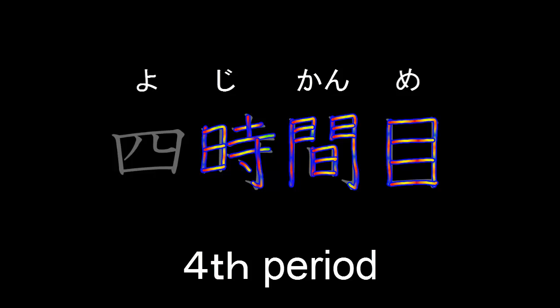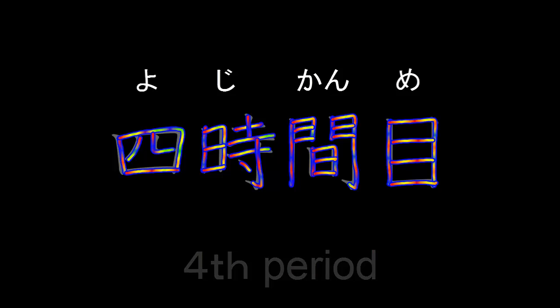There's only one period that you have to really watch out for, and that's the next one. It's fourth period. Of course, we're going to start with the character for 4, down on the left, across, and down on the right without taking our pen off. Fill in the middle strokes, 1, 2, and close our box off. And that's how we're going to write fourth period. But instead of pronouncing it yonjikanme, we're going to stick to the system that we've already learned for 4 o'clock, and we're going to make sure that we remember to say yojikanme.